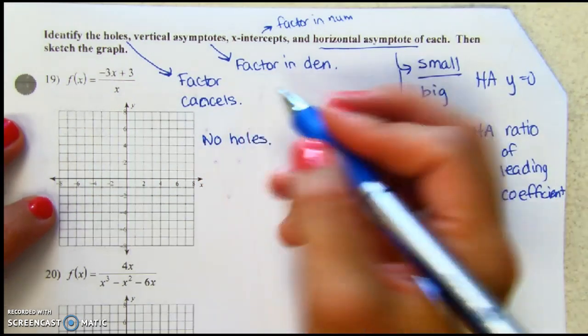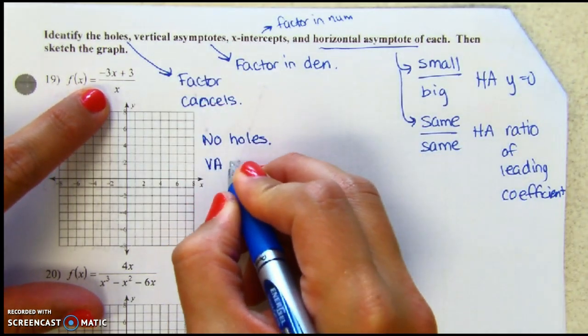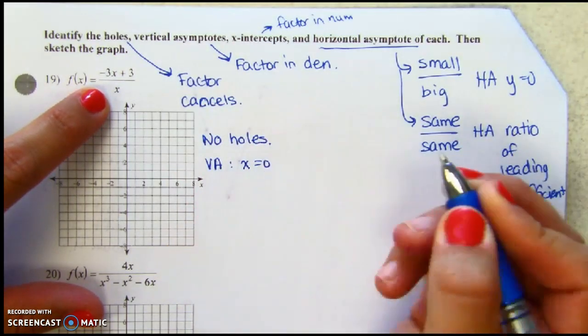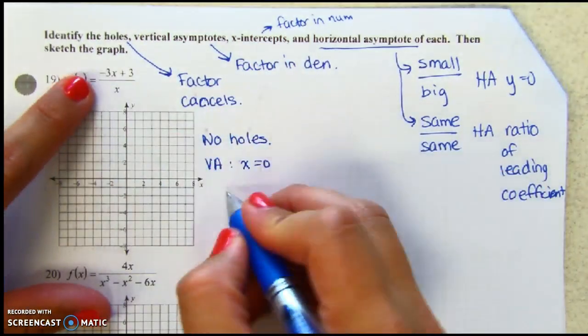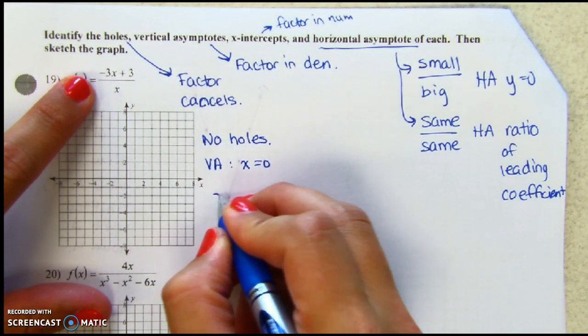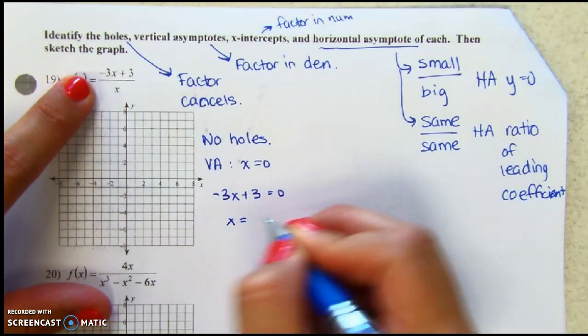Vertical asymptote. What's in the denominator? X. So our vertical asymptote is when x equals 0. The x-intercept comes from the numerator equal to 0. So we set the numerator equal to 0 and solve for x. What would x equal there?